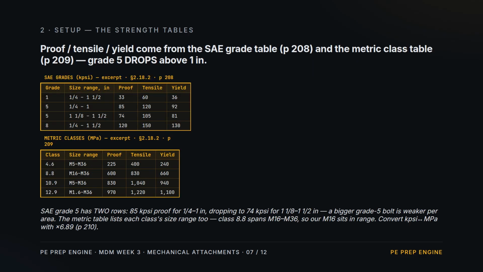Setup Part 2. The strength tables. Proof, tensile, and yield come from 2 tables. The SAE grade table in KSI, and the metric class table in megapascals. Watch the grade 5 split. Its proof strength is 85 KSI up through 1 inch, but drops to 74 above 1 inch. A larger grade 5 bolt is actually weaker per unit area. The metric class sets its own strength directly, so class 8.8 is 600 megapascals proof across its M16 to M36 range. To move between the 2 unit systems, multiply KSI by 6.89.